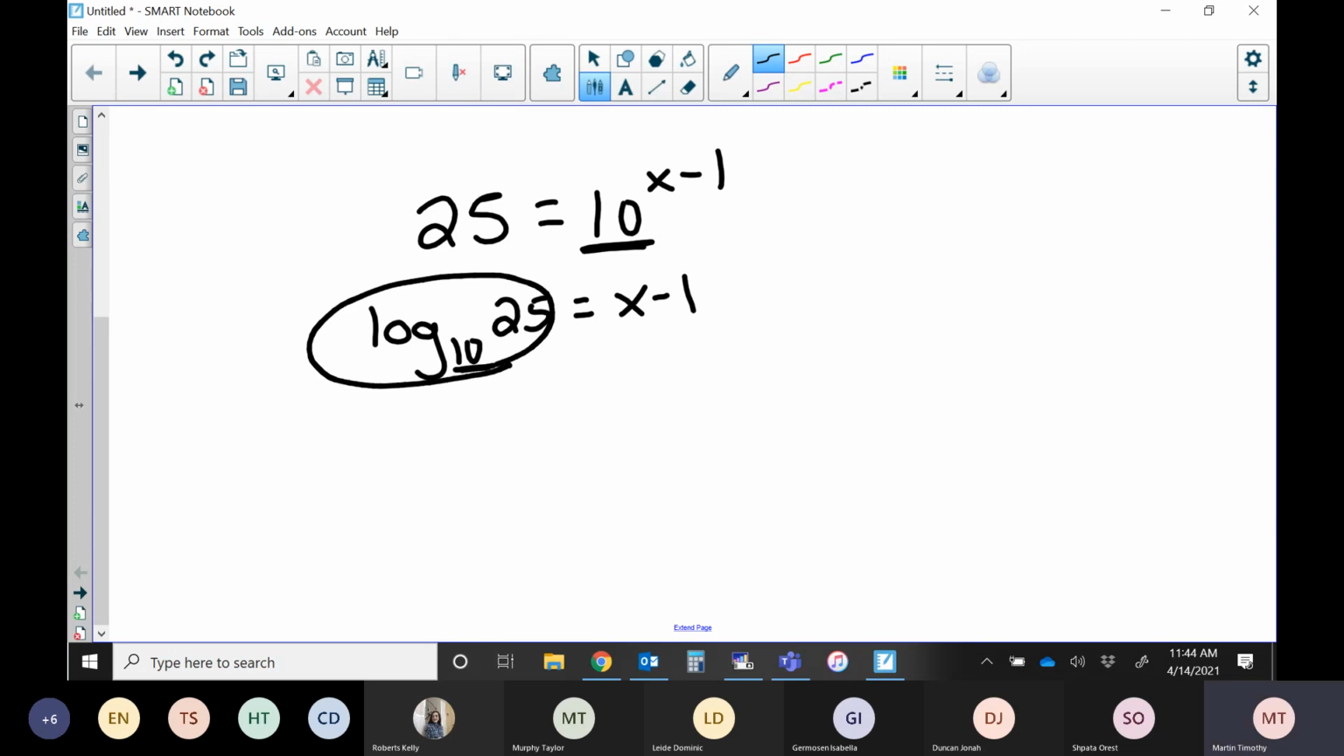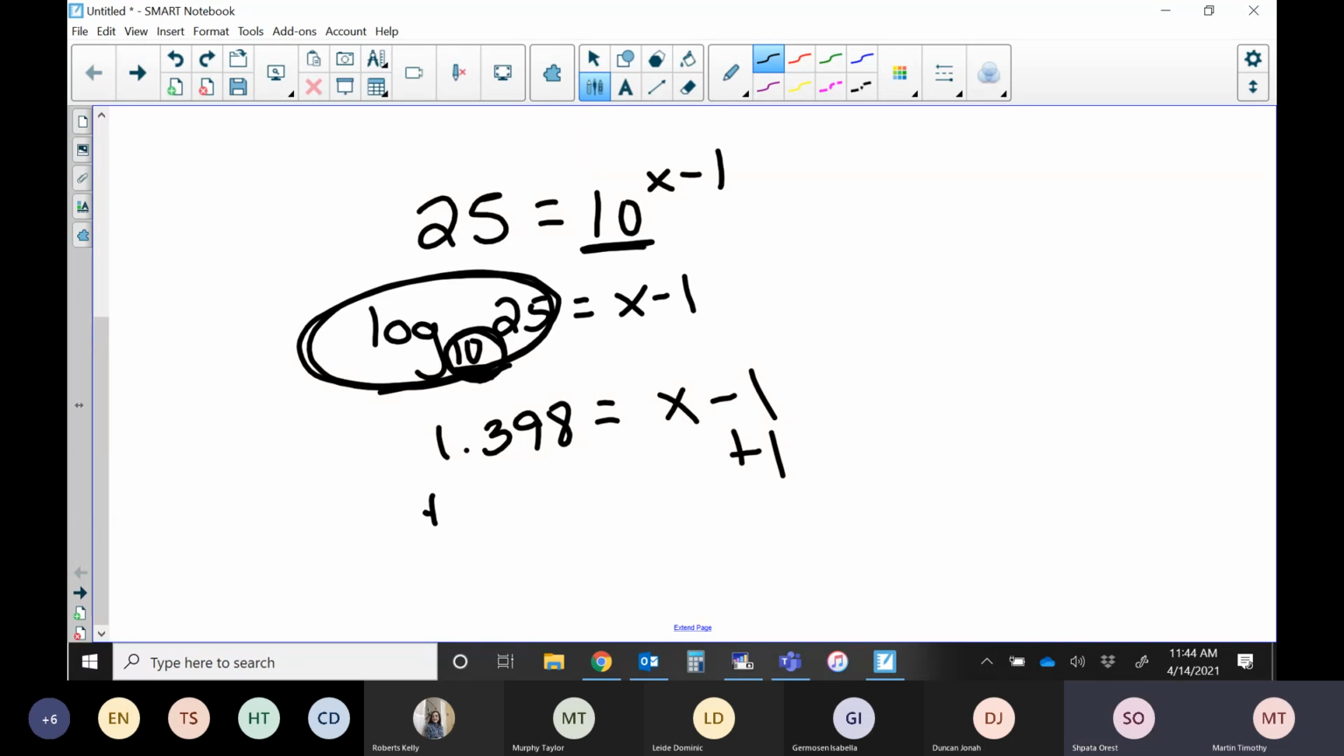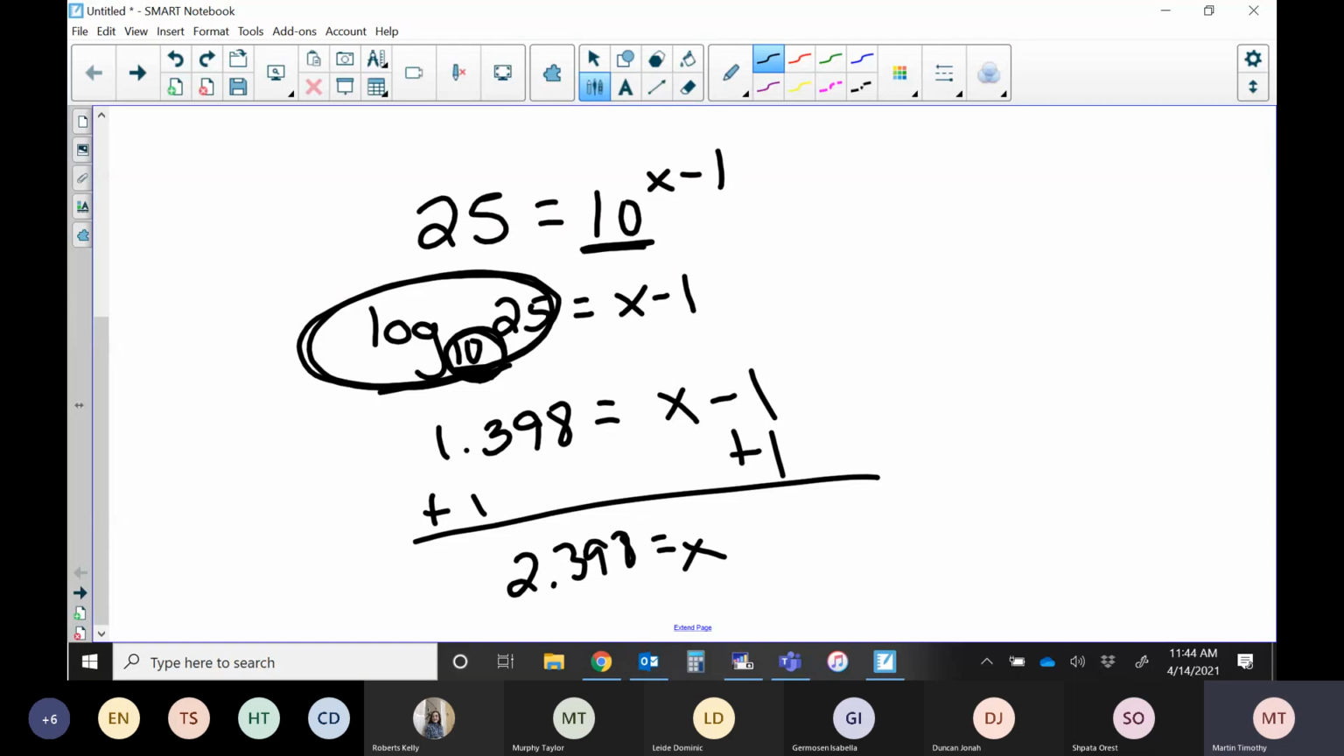What can I do with this actually now? Because it's base 10, what did I tell you you can use? We can just do log 25 in your calculator. And if you do, you get an answer that is about what, 1.398, and that equals x minus 1. And then you add 1, and you get 2.398 equals x.